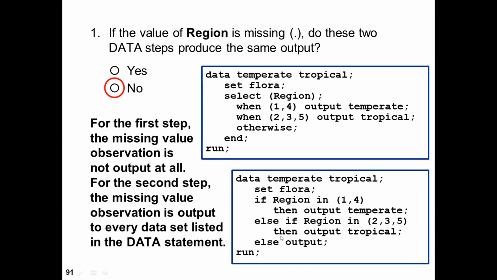Because you have mentioned else output, that means if all the above conditions are false, if the region value is missing, it's not fitting in any of these conditions, then output, so it will write to each and every data set listed in the data statement. Okay.